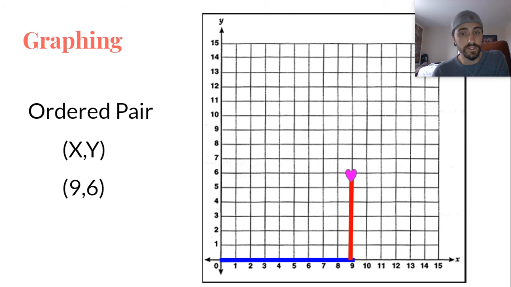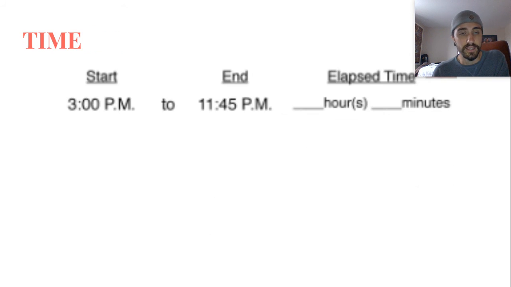The next thing we're going to talk about today is time, figuring out how much time has passed. Now, I know these pictures are a little bit grainy. Sorry, that's just the way that life is. Okay, so let's say that a movie starts at 3 p.m. and ends at 11:45 p.m. We want to figure out how long that movie was in hours and minutes.